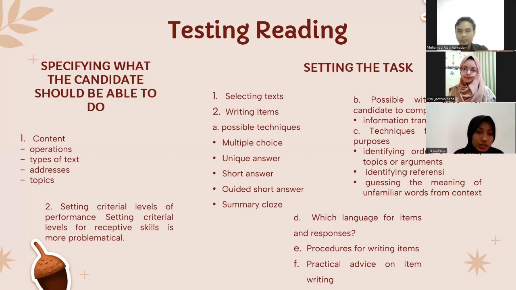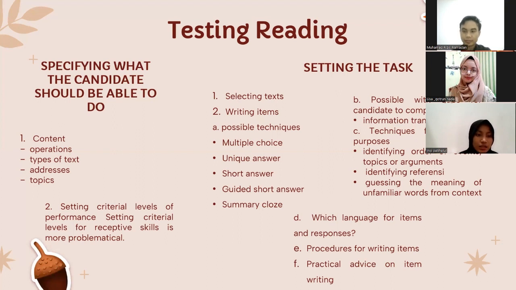For the next one, the second one is setting criteria levels of performance, setting criteria levels for receptive skills is more problematical. Oh, I'm sorry, for the next one is types of text. These types of the text include like textbook, novel, and then newspaper also, and as you know, academic journal, and then poem and timetable are types of text.